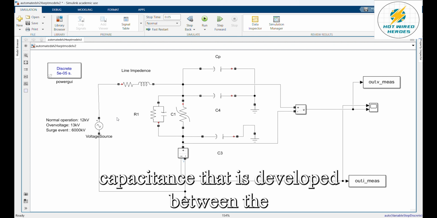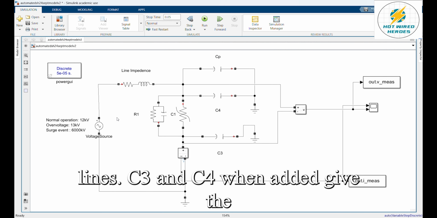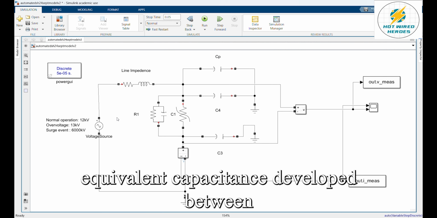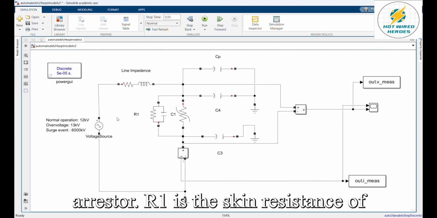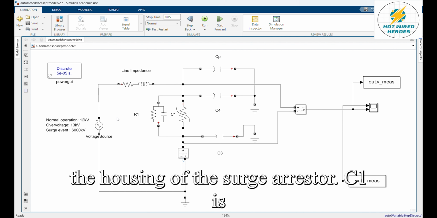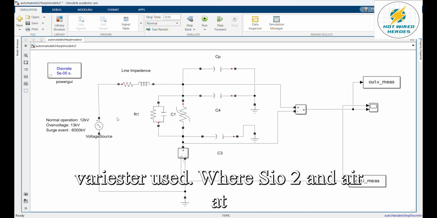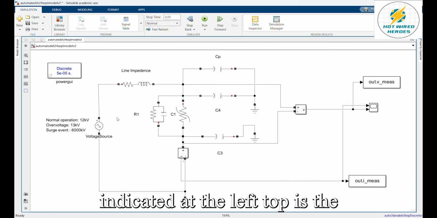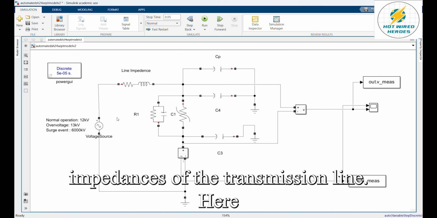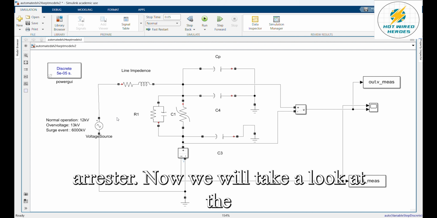CP depicts the capacitance that is developed between the surge arrestor and the transmission lines. C3 and C4 when added give the equivalent capacitance developed between the parallel plates of the surge arrestor. R1 is the skin resistance of the housing of the surge arrestor. C1 is the capacitance developed between the skin current flowing and the metal oxide varistor used, where SiO2 and air are the dielectric. Line impedance, indicated at the top left, is the impedance of the transmission line. Here, the model at the right of C1 is the surge arrestor.